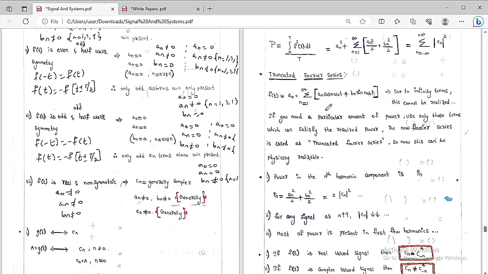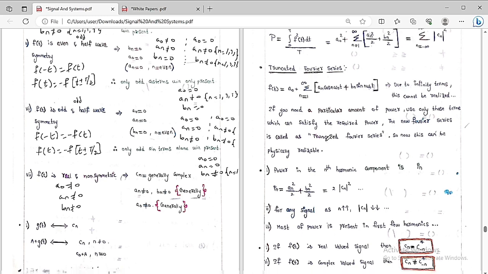As you can see clearly, as the value of n increases, the magnitude of Cn decreases, which means An decreases and Bn decreases. As An and Bn decrease, the RMS value is also going to decrease. So most of the power is going to be present only in a few harmonics, the first few harmonic terms only.